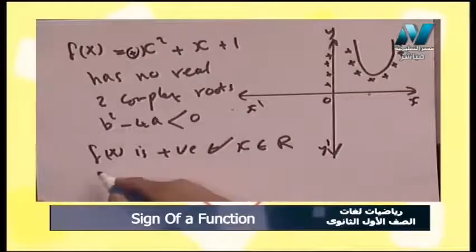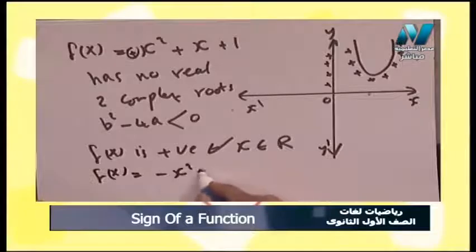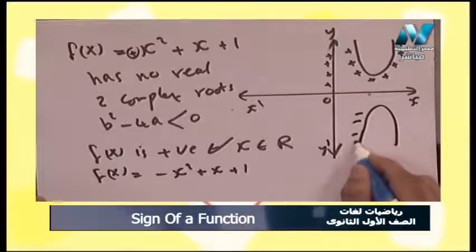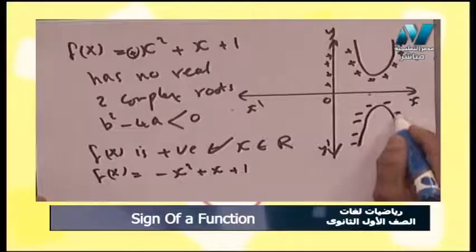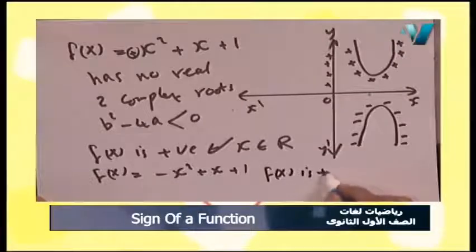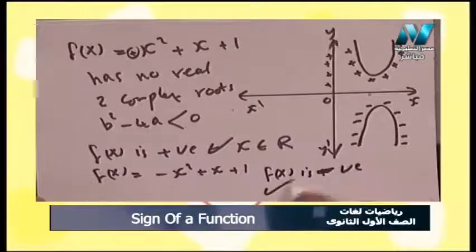And if we have another function here, negative x power 2 plus x plus 1, it will be like that, and it will lie completely downward of the x-axis, so it will be negative here. So the function is negative for all x belongs to R.